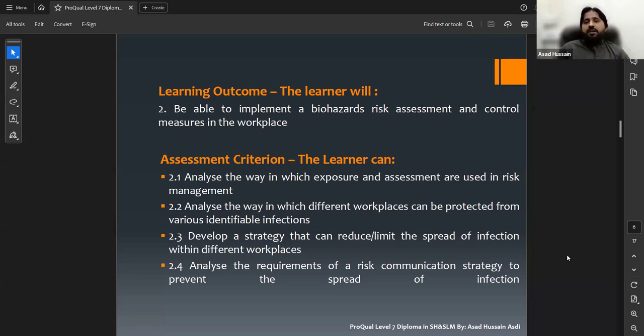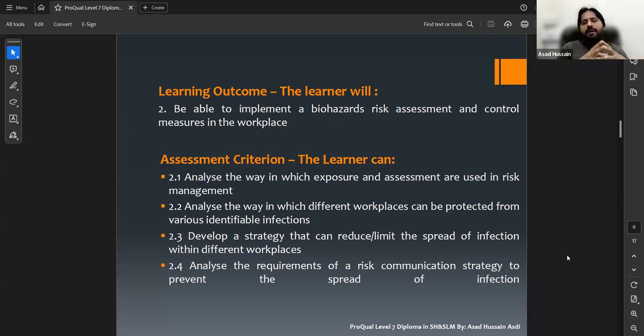If you stop, reduce or limit the spread of infection, it will definitely cut the loss, loss in any form. So you should be able to develop a strategy. What type of evidence will be enough here? You should have a strategy plan showing how infectious diseases, or even diseases, are controlled in your organization. I'm just discussing the diseases which are relevant to the workplace. So you should provide a strategy plan.